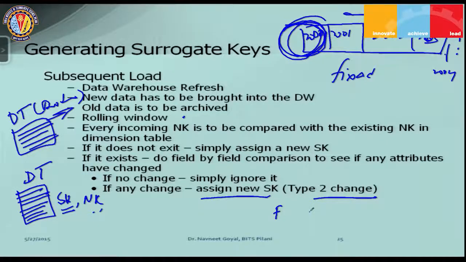So this requires a lot of effort, right? You have to first see what is the natural key of the incoming record, and see whether it exists, right? If it does not exist, simply assign it a new surrogate key. If it exists, then you have to do a field by field comparison to see if any attribute values have changed since the last upload or last refresh, right? And if there is no change, you simply ignore it. If there is a change, implement type 2. So that's what we do.